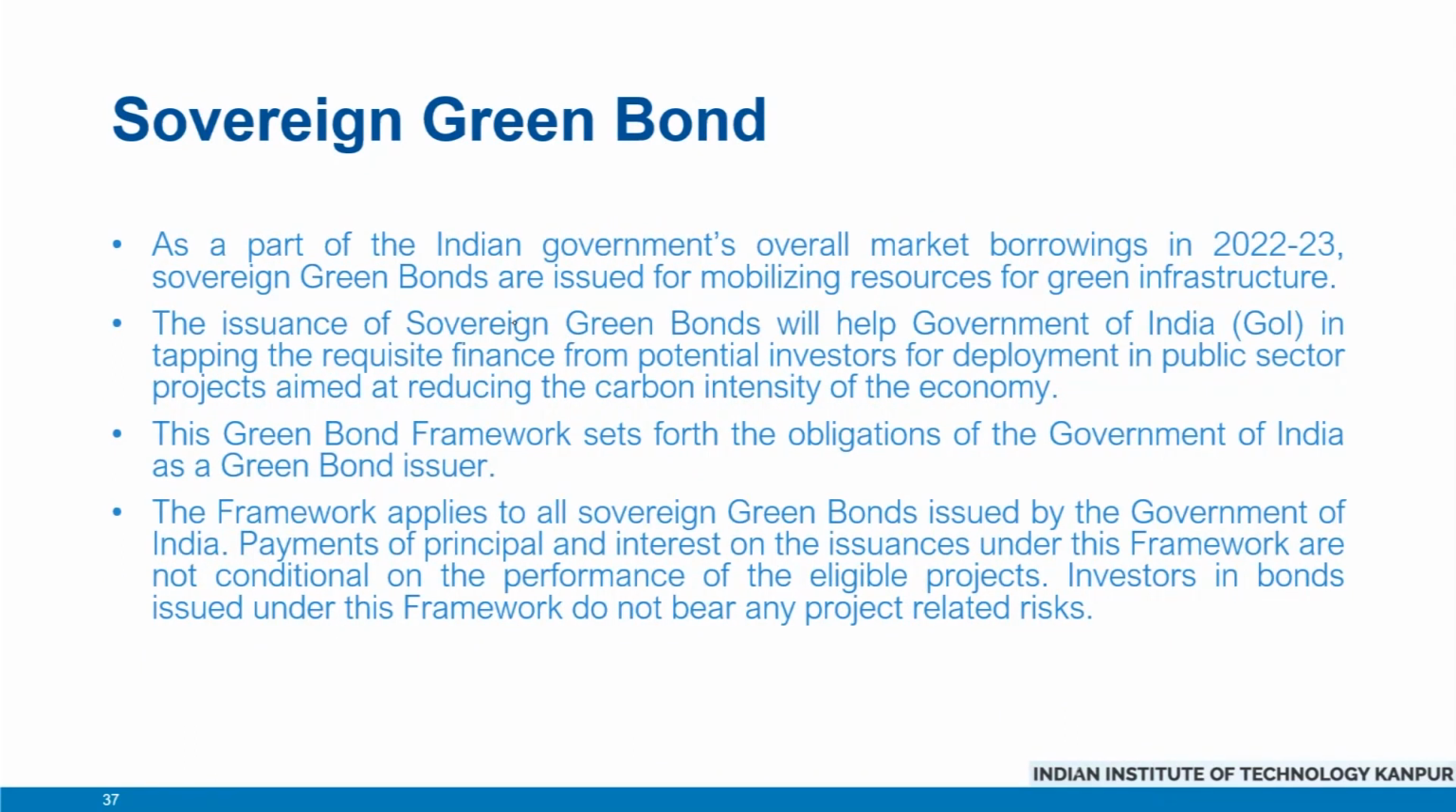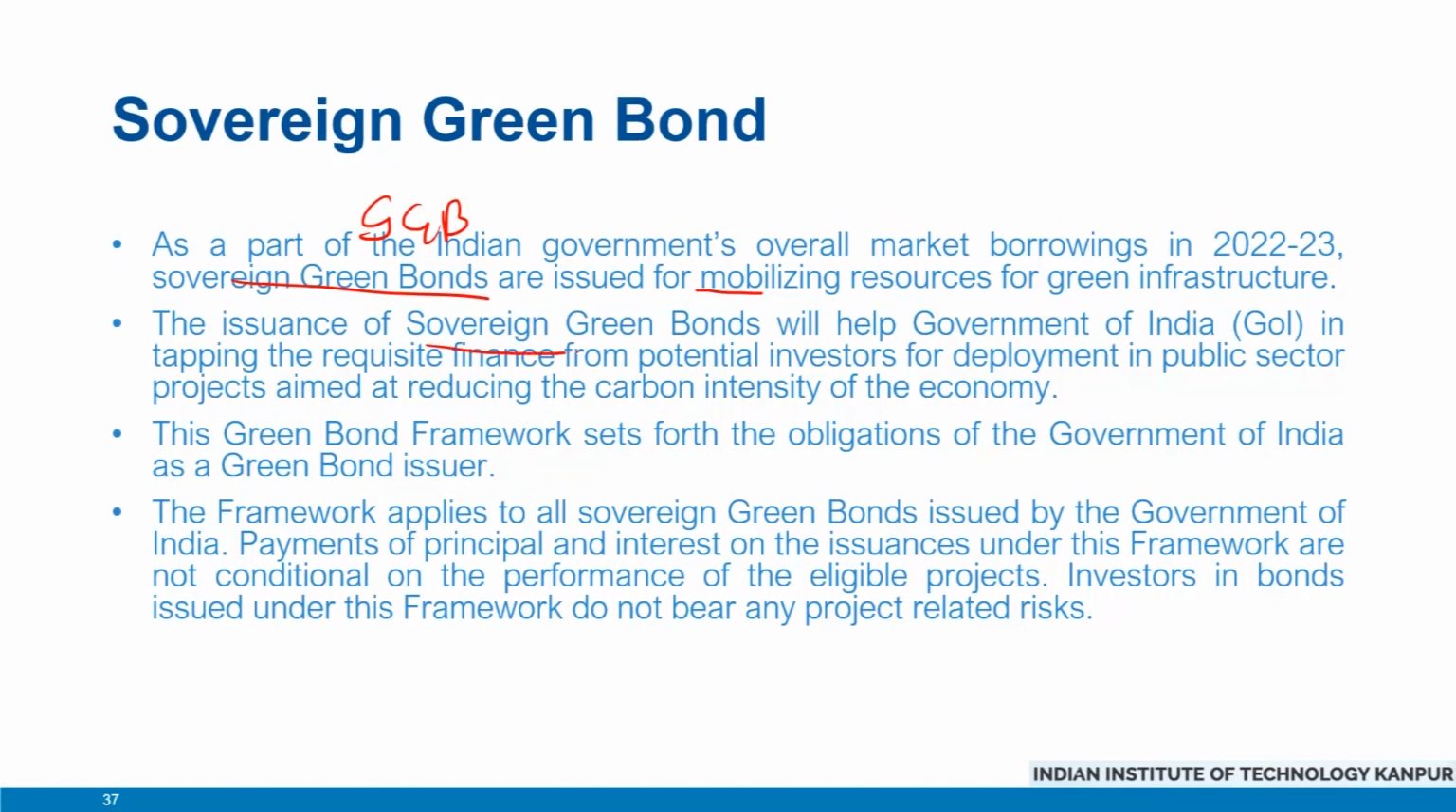Now, in keeping with the ambition to significantly reduce the carbon intensity of the economy in India, the Union Budget 2022-23 announced the issuance of sovereign green bonds. And as part of the Indian government's overall market borrowings in 22-23, sovereign green bonds, that is SGBs, are issued for mobilizing resources for green infrastructure. The proceeds will be deployed in public sector projects which help in reducing the carbon intensity of the economy.